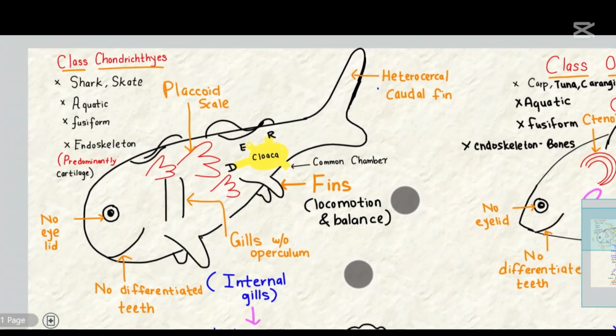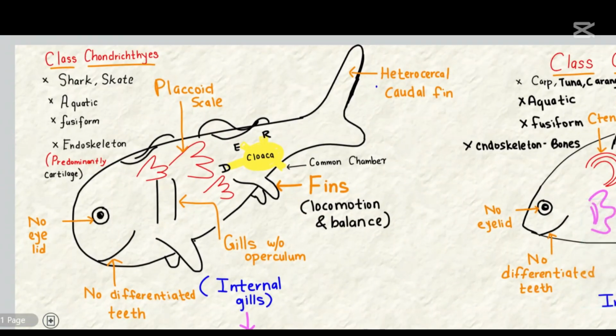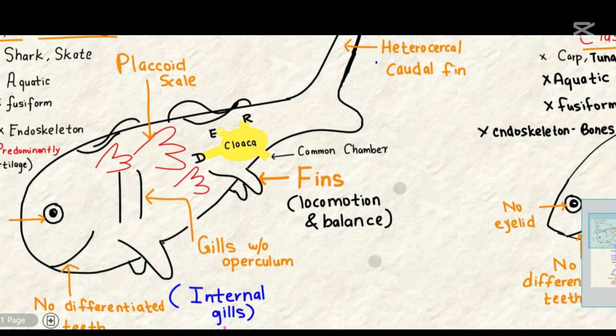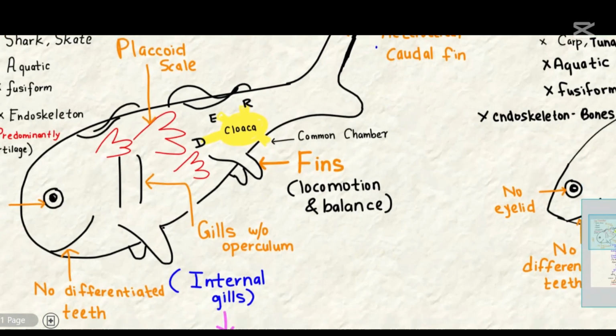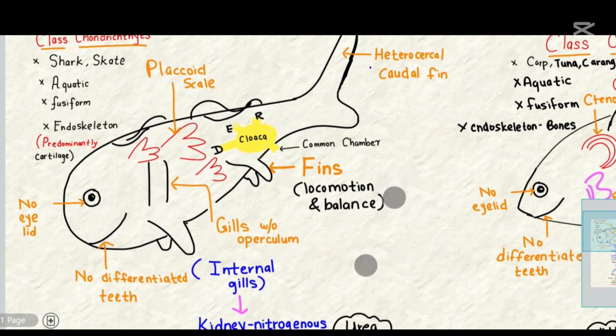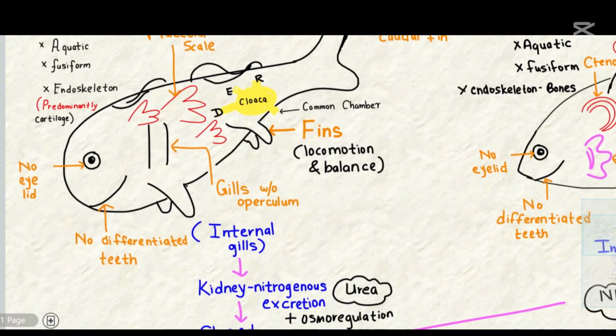And then you can speak about their caudal fin. Caudal fin is going to be heterocercal, which means it's not going to be symmetrical. The top part is going to be larger and longer than the lower part. And they have fins for locomotion and balance. Now let's move on to the gills. So this order is very important. You move from the eyes to the teeth, then placoid scales and caudal fin, then the fins, and then we speak about the gills. Now we know gills are going to be there for respiration.